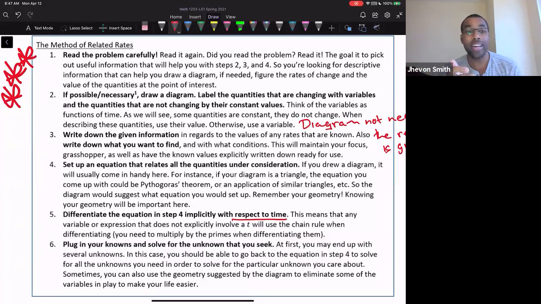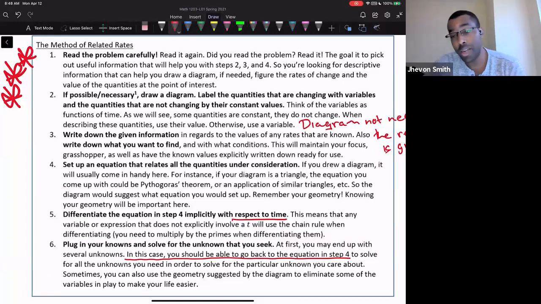You are going to go back to step 4. You should be able to go back to the equation in step 4 and solve for the unknowns that you don't have. We'll do examples where we have to do this. That's the only potential issue with step 6.